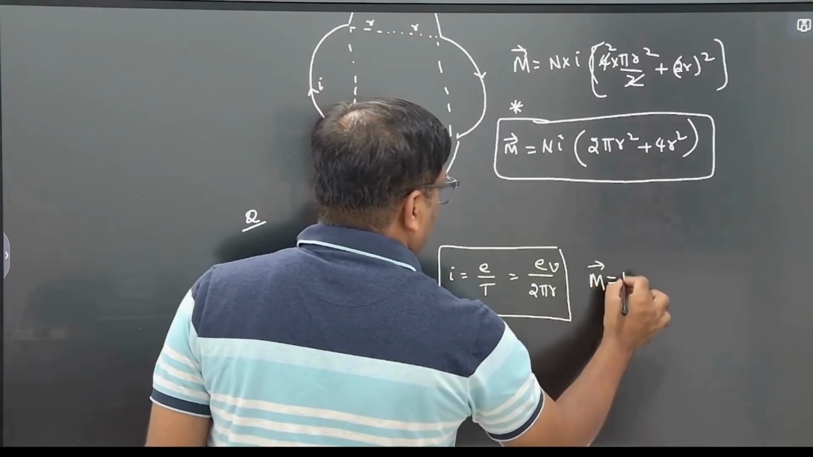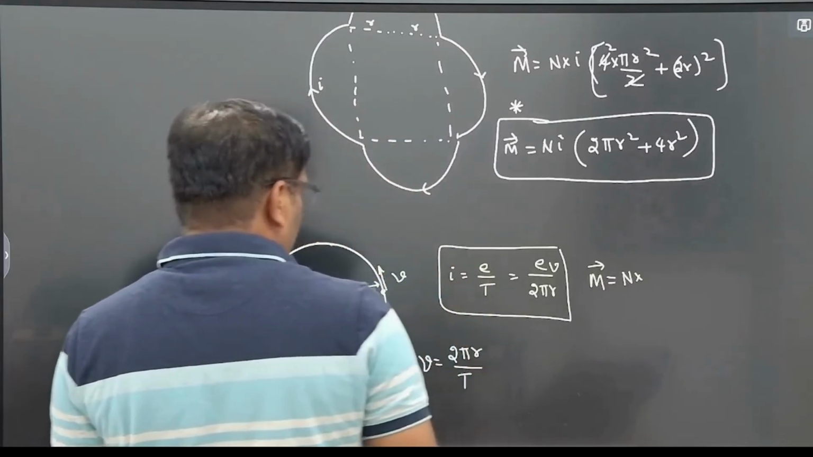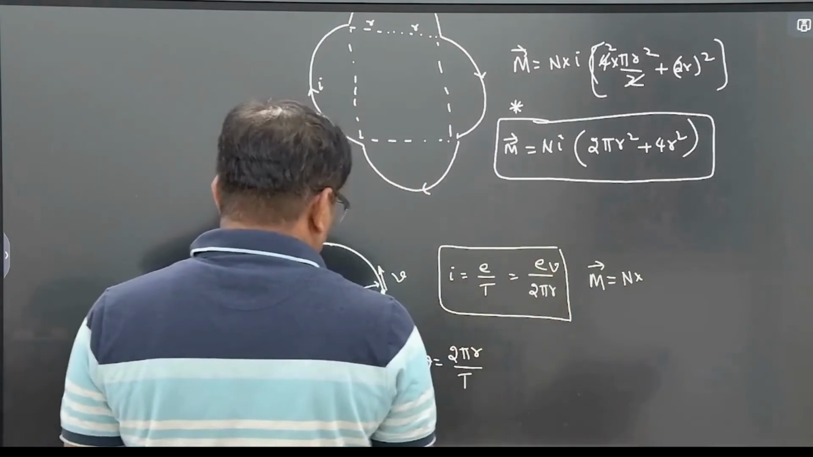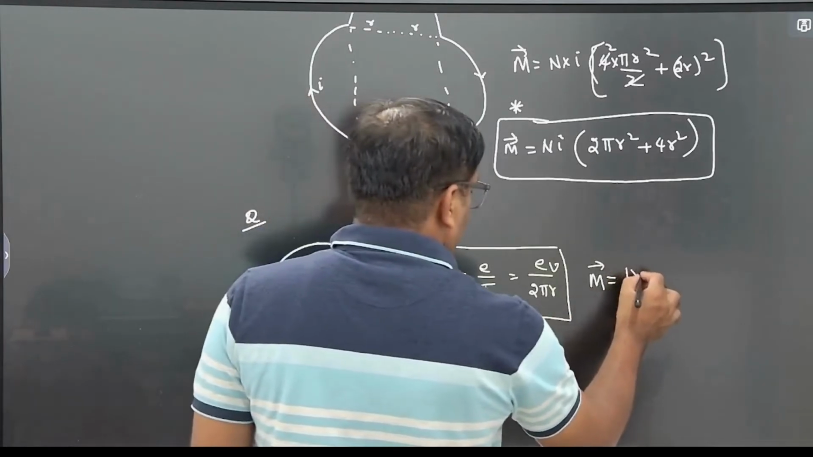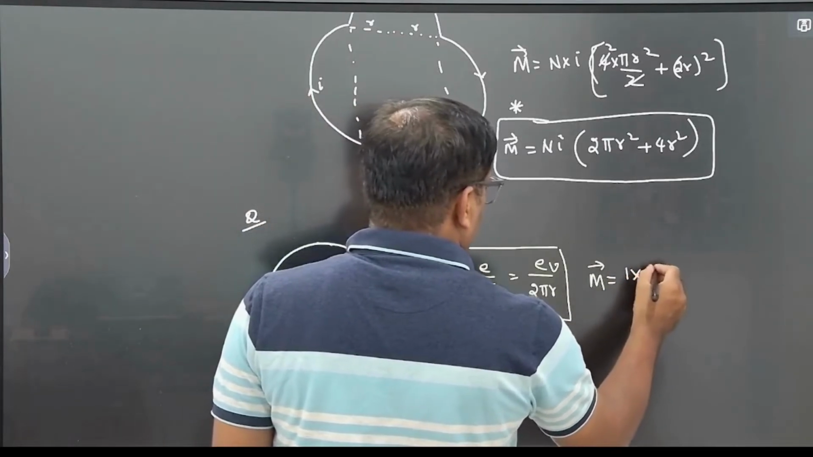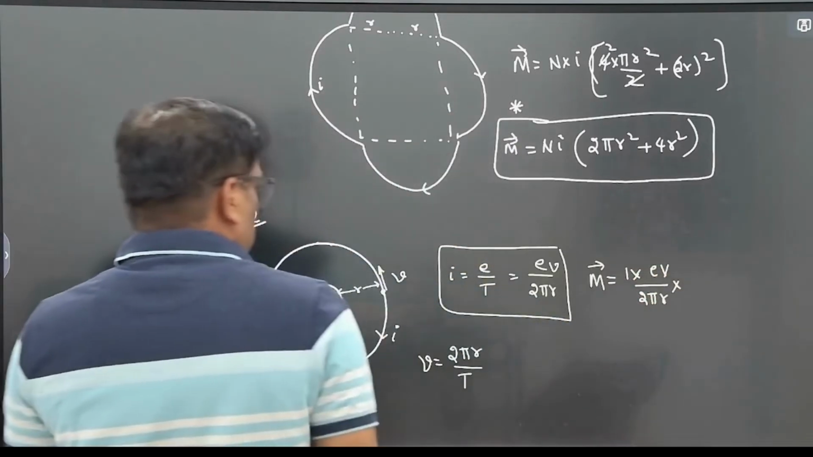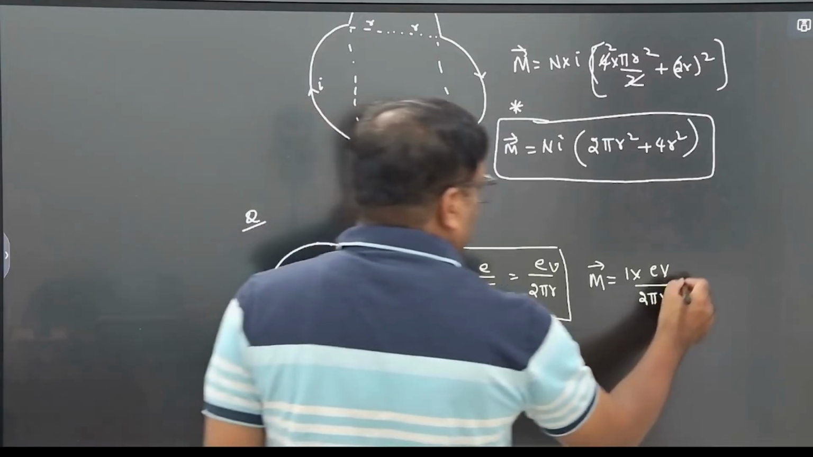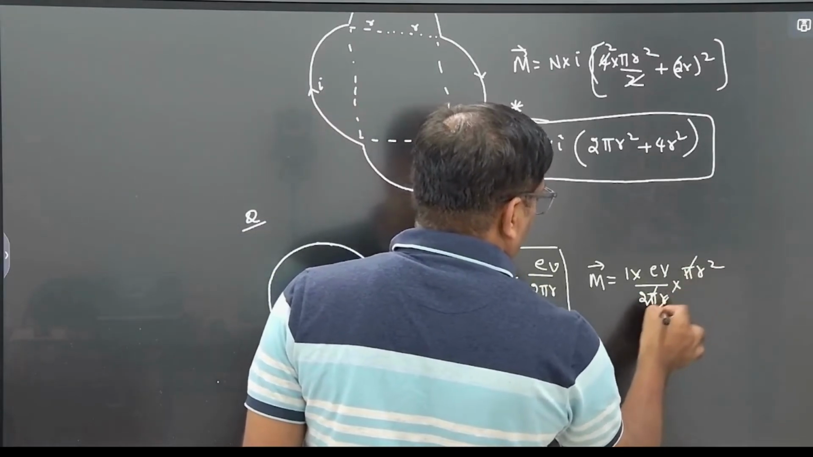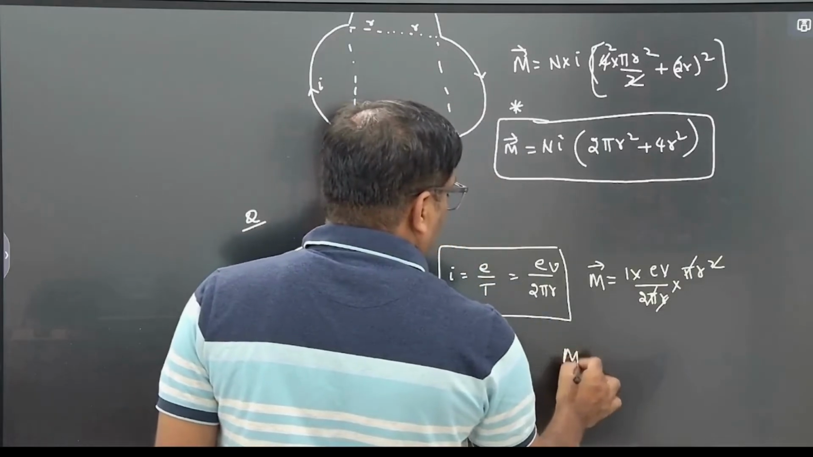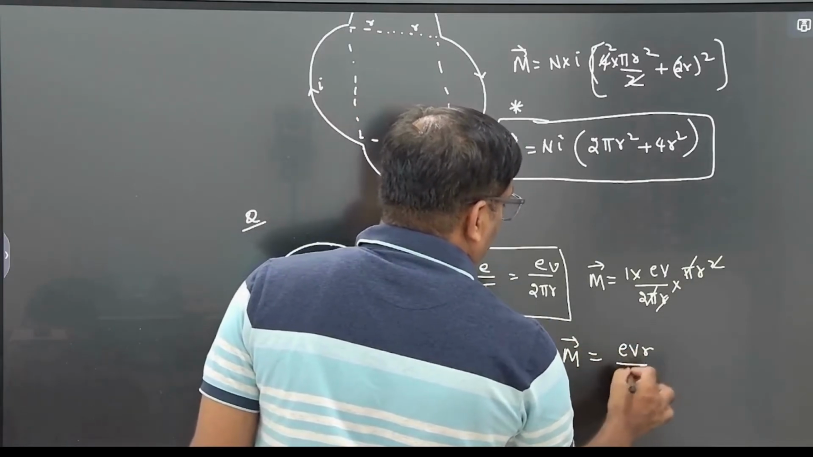Magnetic moment is nothing but number of turns, right? So it's nothing but a frequency here for one time period. One time period is nothing but one rotation here. So you can rewrite it as 1 into current, which is E v by 2 pi r, into area, which is pi r square. Therefore pi and pi get cancelled, one r and one r get cancelled. Magnetic moment is nothing but E v r by 2.